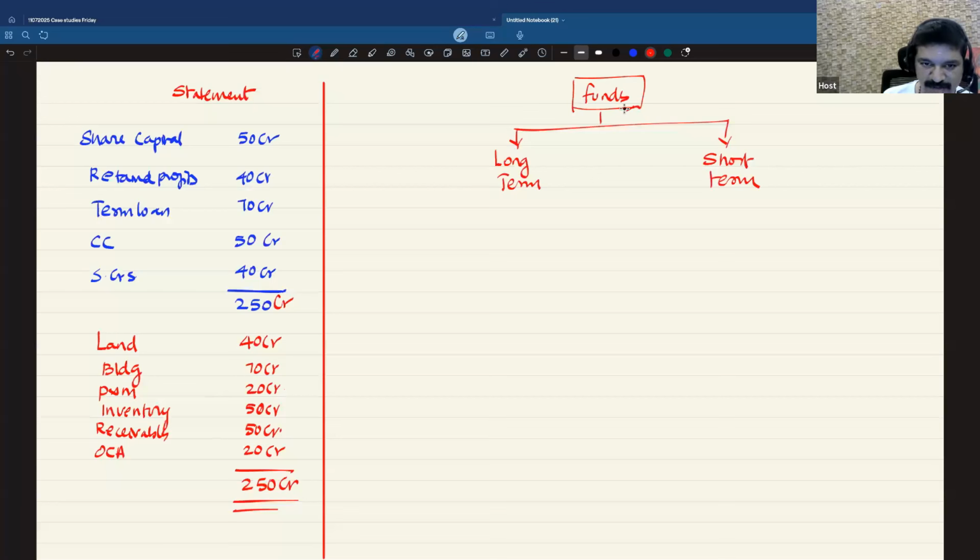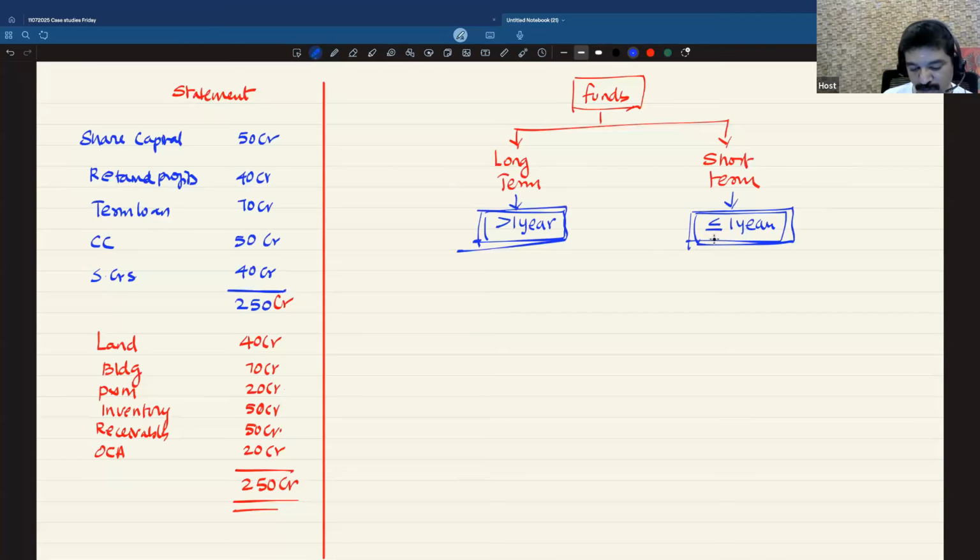Whatever funds have come into the business have to be identified as long-term funds and short-term funds. So what are long-term funds? These are the funds which have come from a source where the repayment can happen after 1 year. There is no compulsion that the repayment should happen within 1 year. Whereas short-term funds are those where repayments are supposed to happen within a period of 1 year, from the date of balance sheet or from the date of borrowing. Long-term funds are those where repayments can happen after 1 year, and short-term funds are those where repayments are supposed to happen within 1 year.